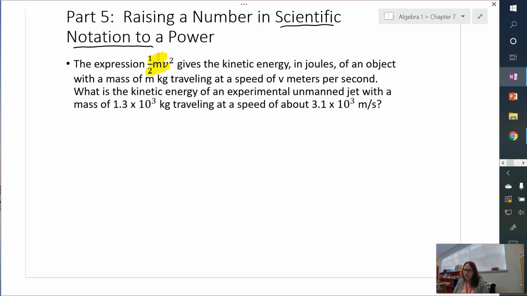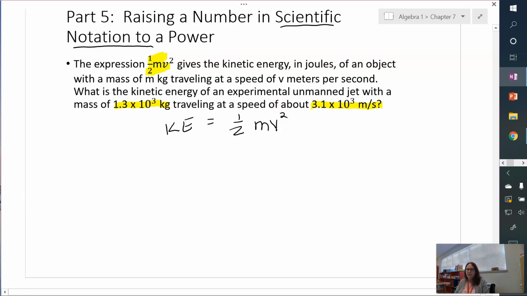What is the kinetic energy of an experimental unmanned jet with a mass of 1.3 times 10 to the 3 kilograms, that's in scientific notation, traveling at a speed of about 3.1 times 10 to the 3 meters per second? That's also in scientific notation. Now they've given us the equation, so all you have to do is a plug-in. Kinetic energy equals 1/2 mv squared.